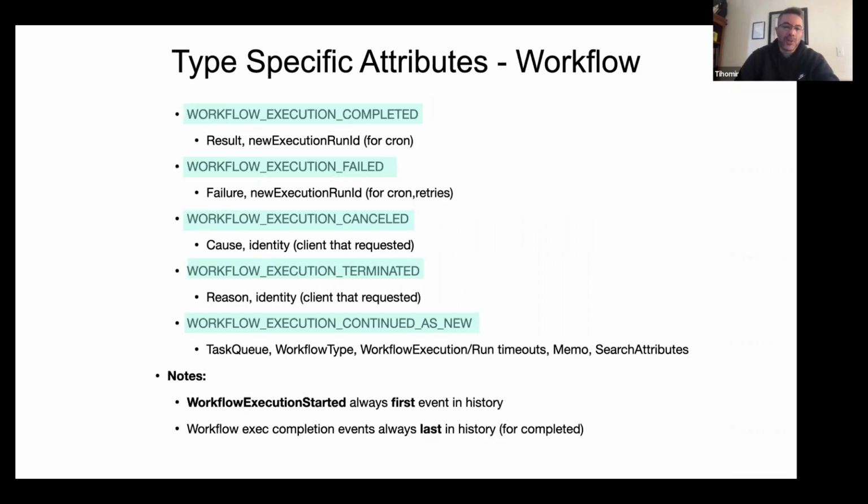There are a bunch of different completion events for a workflow execution. But in the notes below, you can see that the workflow execution started event is always going to be the first one in your event history. And one of these completion events is always going to be the last one in the event history for an execution if it completed, meaning successfully, or it failed, or things like that.